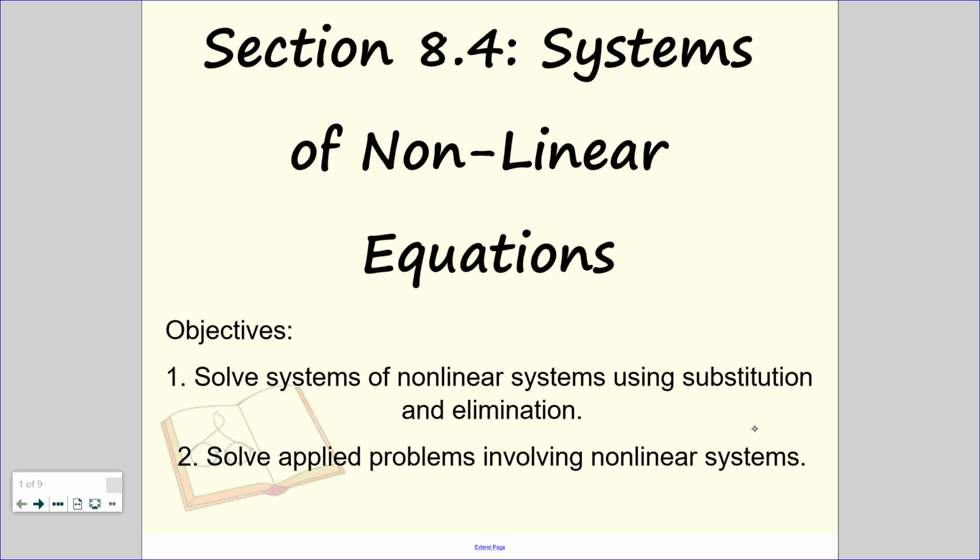Hi, this is section 8.4. In this section, we're going to talk about systems of nonlinear equations. So we're still going to have systems. We're still going to use substitution and elimination and see maybe some of our word problems pop up here as well.